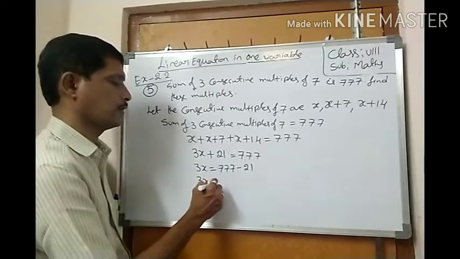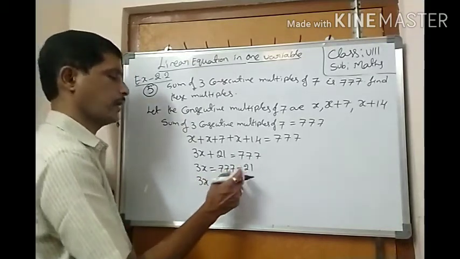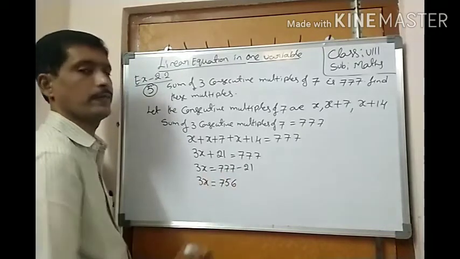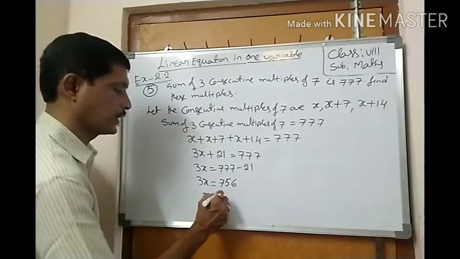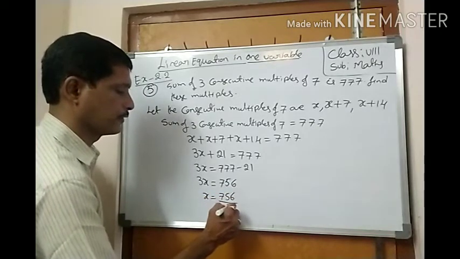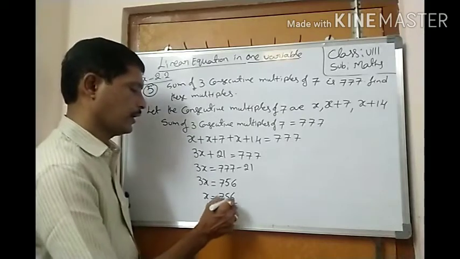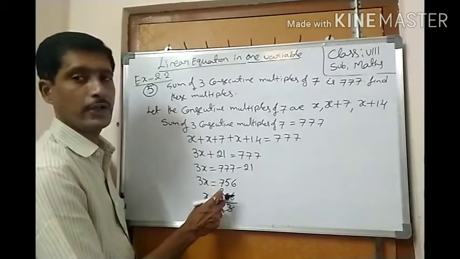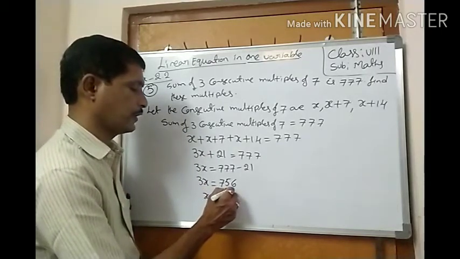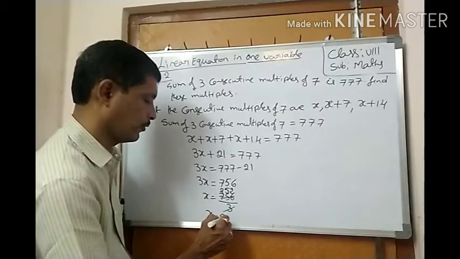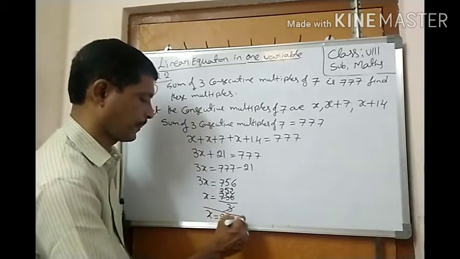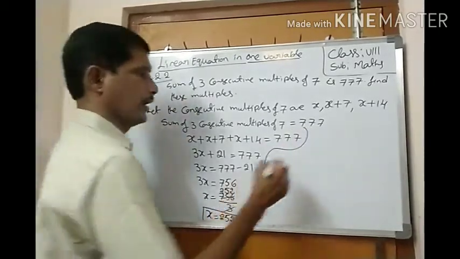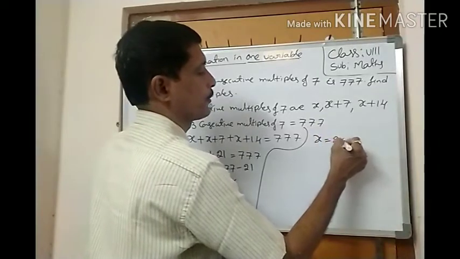Therefore 3x equal to, here subtraction: 7 minus 1 that is 6, 7 minus 2 that is 5, 756. Therefore x equal to 756 by 3. Here check. Here 3 2s are 6, 7 minus 6 that is 1, 1 and 5 that is 15, 3 5s are 15, 3 2s are 6. Therefore x equal to 252.